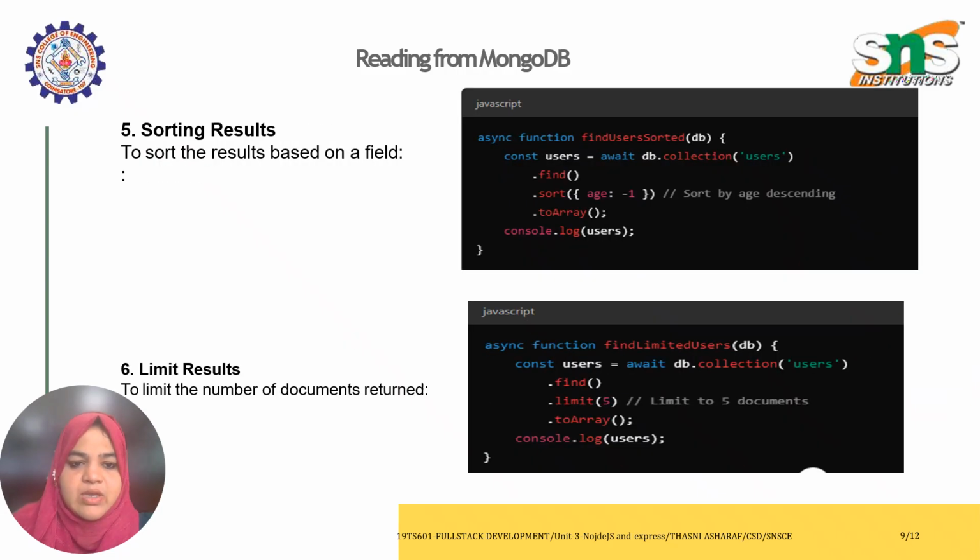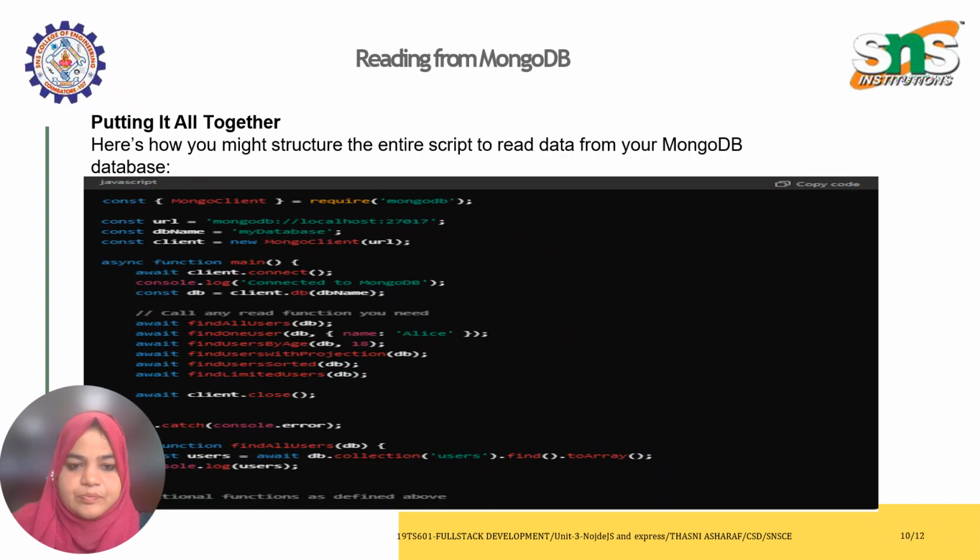The next one is sorting results. We can sort the results based on the field which we provide. For that, we can use findUserSorted from the database. And next is limiting results, to limit the number of documents returned. In finding limited users, we can specify how many documents are returned using the limit.